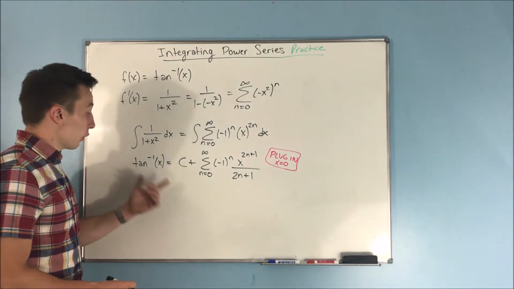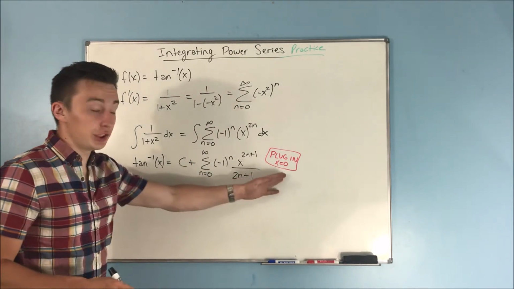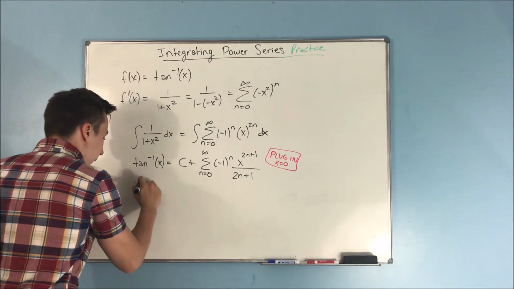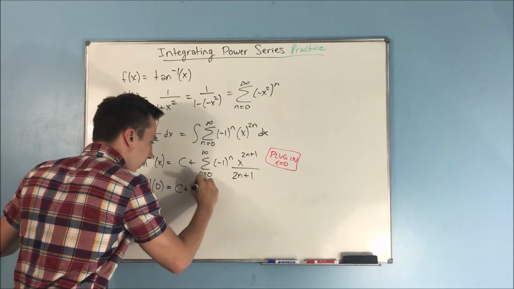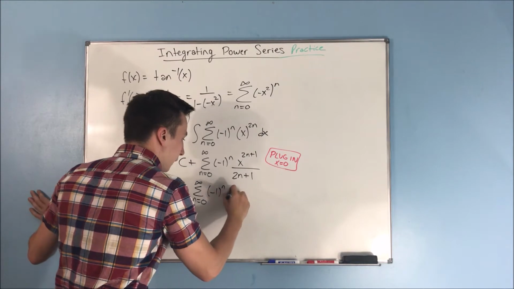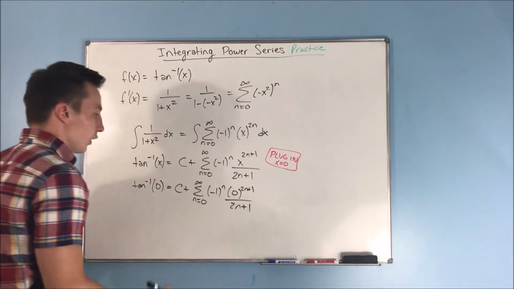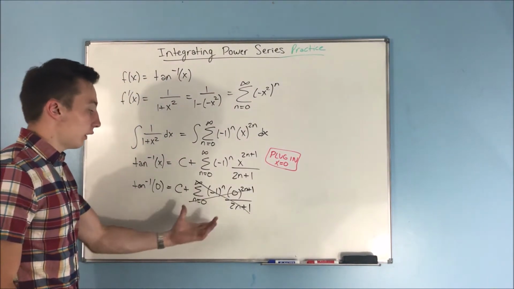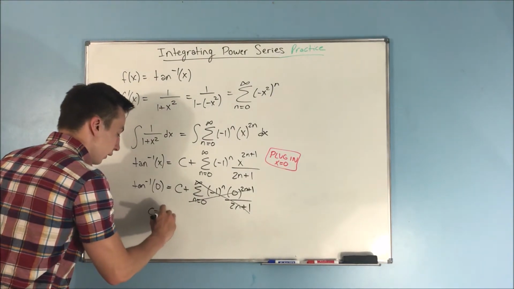If we plug in a value for x, we're going to be able to solve for c here. Okay? It's going to make our lives really easy if we just choose 0. We can choose anything, but 0 is going to make our lives easy. We get tangent inverse of 0 is equal to c plus the sum from n equals 0 to infinity of negative 1 to the n times 0 to the 2n plus 1 over 2n plus 1. You can see here that this series is going to go to 0. And tangent inverse of 0 is 0. So you're going to get c equals 0.